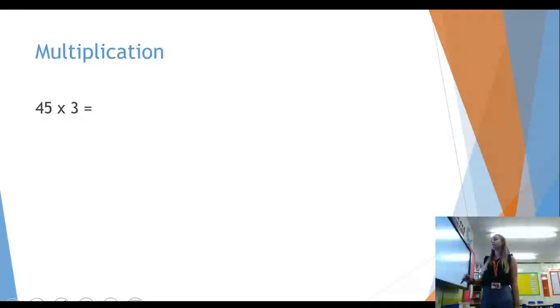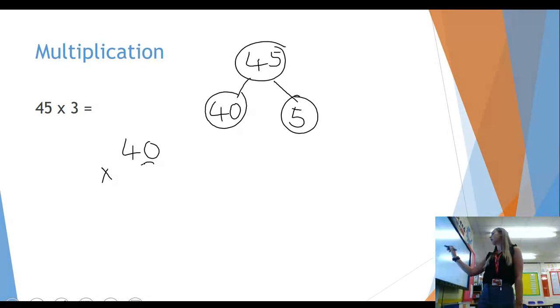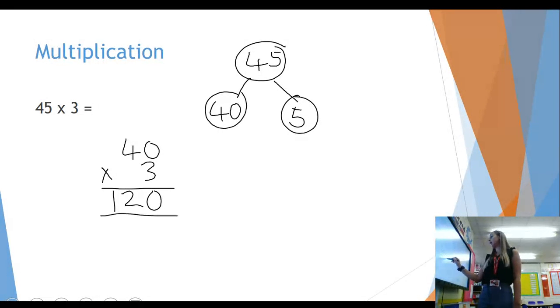Okay, multiplication. So everyone struggles with this usually. However, if we partition our number, it becomes very easy. So if we turn our 45 into 40 and 5, this automatically becomes so much easier. So we first do 40 times 3. 0 times 3 is 0. 3 times 4, 12. So that becomes 120.